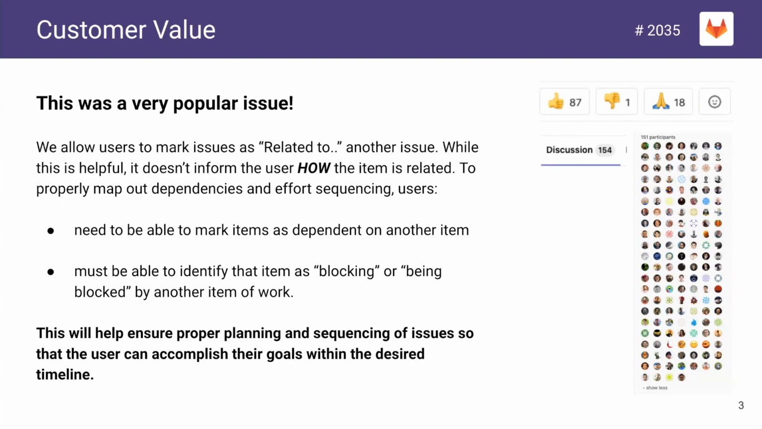So again, while we currently allow our users to mark issues as related to another issue, it's helpful, but it doesn't inform the user how the item is related. To properly map out these dependencies in effort sequencing, they need to be able to mark items as dependent on another item or identify an item as blocking another item of work or blocked by another item. We believe that this will help ensure proper planning of issues so that the user can accomplish their goals within the desired timeline, thereby increasing the customer satisfaction with the overall user experience.